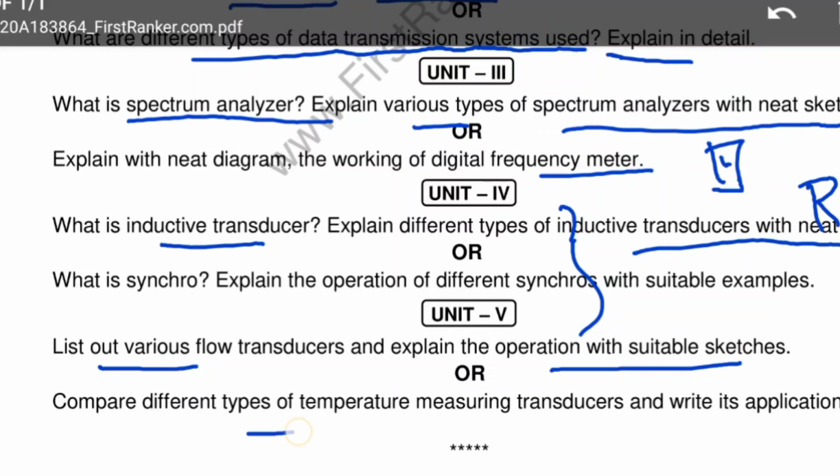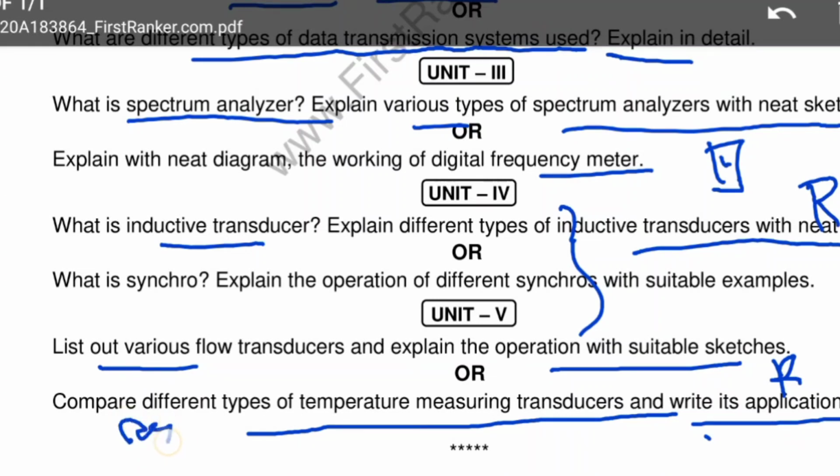Compare different types of temperature measuring transducers and write their applications. Again, RTD, thermocouple and strain gauge: how temperature will be measured by using RTD, and how temperature will be measured by using thermocouple. How can we use a thermocouple, and write that humidity or temperature will be measured. What are the applications of a pyrometer? Pyrometer is also one of the transducers.